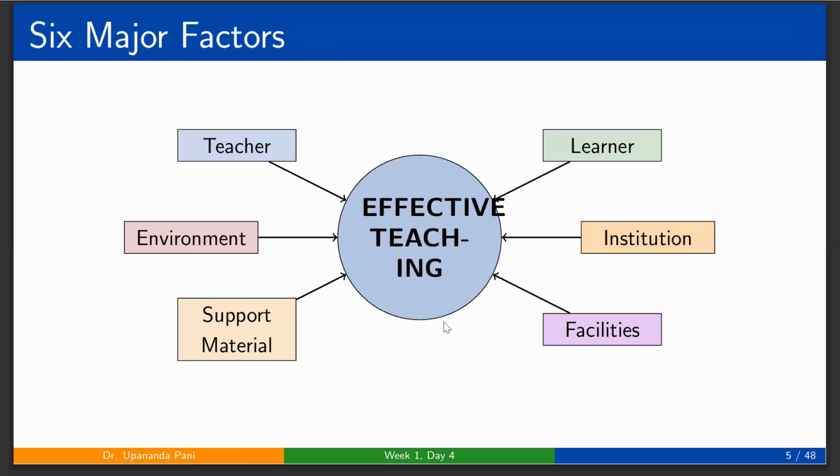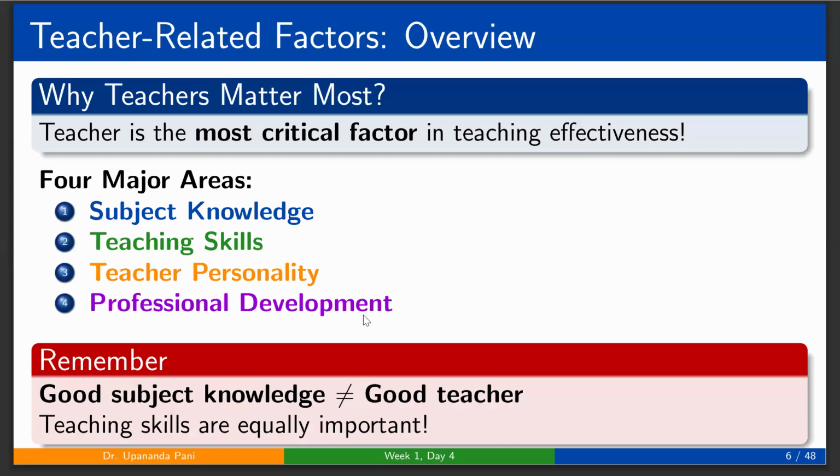So, what are those six major factors? Please write it down, or the PPT is already shared with you, so you can go through that. Learner, institution, facilities, teacher, environment, and support material. Then only the teaching will be effective.